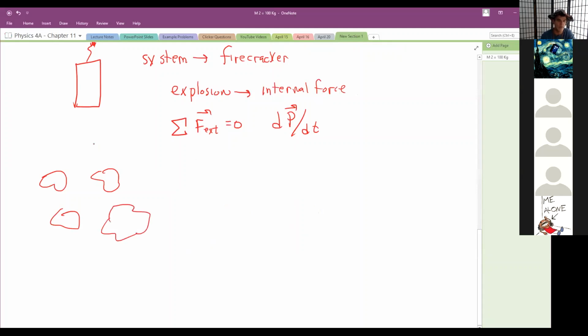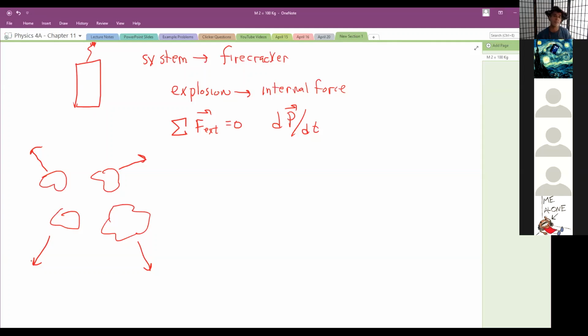And these pieces could have different masses, but these pieces are all going to be moving in different directions. But if I were to add the total momentum of those 4 different pieces together, what I would find is if the total momentum of the firecracker started off at 0, it's going to remain at 0 even after the explosion, because what caused the explosion is an internal force.